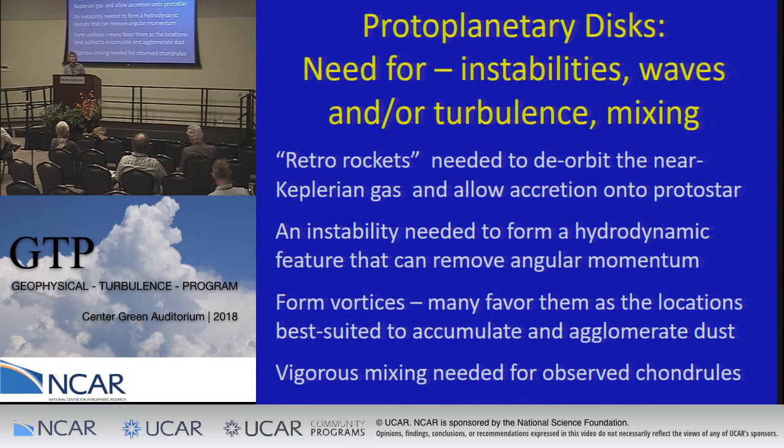You may need coherent vortices, since they're nice places for dust to accumulate and then possibly agglomerate into planetesimals. You've got to have some sort of vigorous mixing to make chondrules so that when we have meteorites, we can understand where those chondrules and how they were formed.